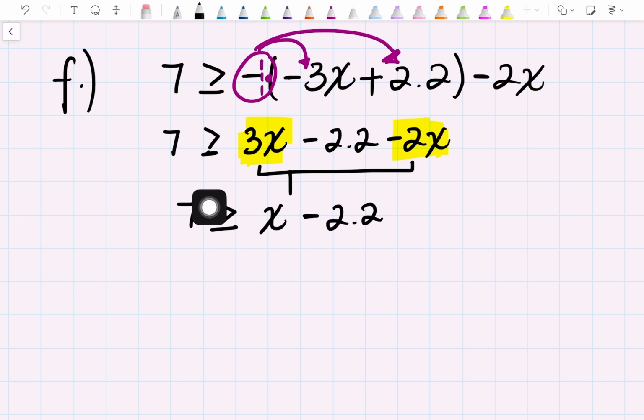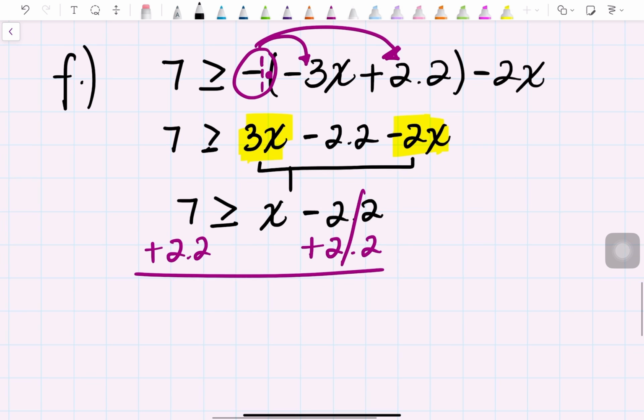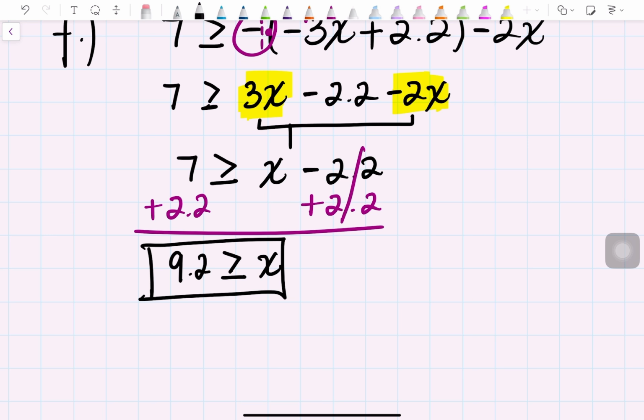Now, notice in this case, guys, here I only have one variable, which means I have to move this number to the opposite side. So let's go ahead and add a 2.2 and add a 2.2. If we do that, that's actually going to give us 9.2 is greater than or equal to x. And once again, in this case, I don't have to do anything just because x is already left alone.